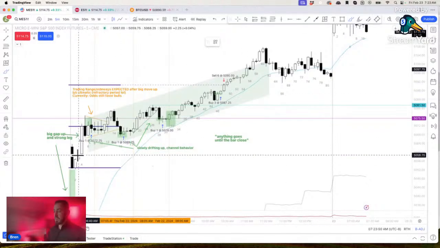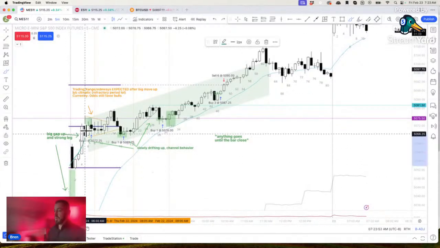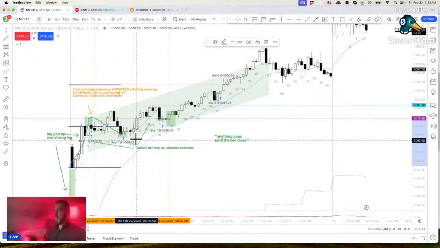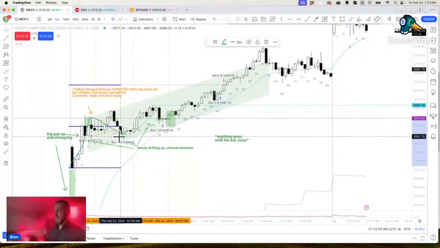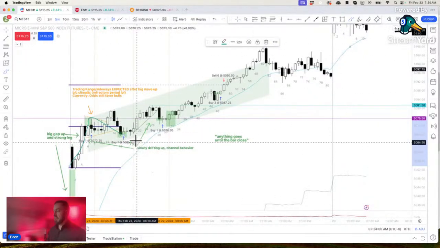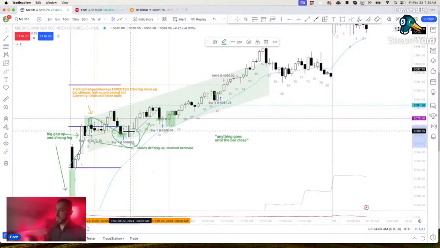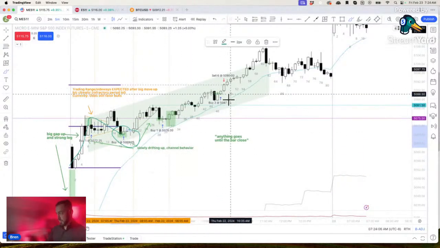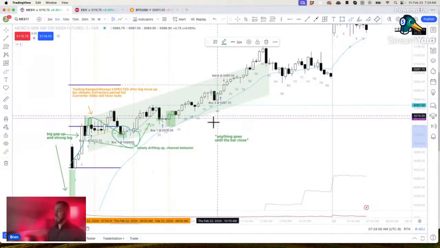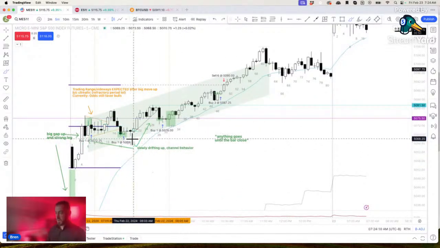So check the pattern. This is the open of the day. We went up and then we went down. Then notice I bought here, okay? And then every time this happens, every time we get a move down like that, I'm going to add on. Not every time, but at least 2 times. So check this out. The green boxes are where I added on, okay?